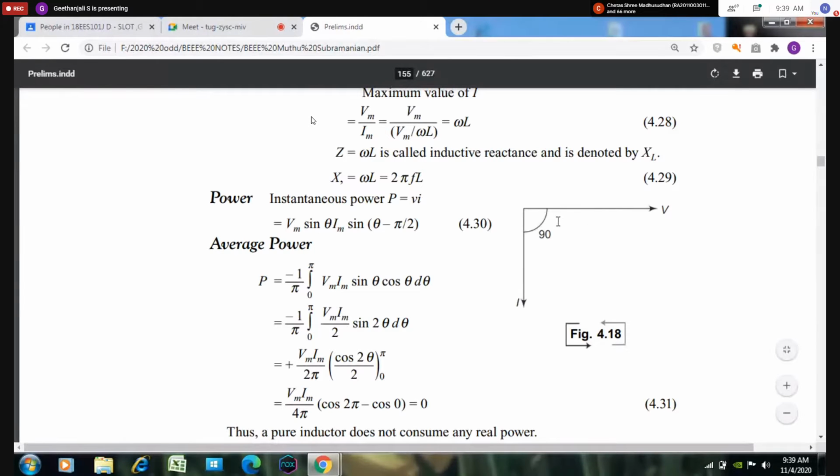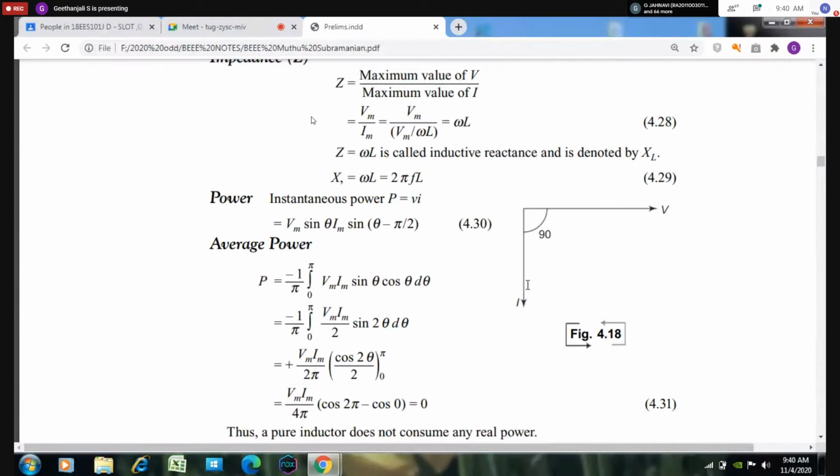Voltage is the reference; reference means it always lies on the x-axis. Then the current lags by 90 degrees. So this is the lagging: the voltage progresses first, and the current starts to progress 90 degrees after the voltage. Reference means it has to lie on the x-axis, so we have represented the voltage on the x-axis. Then this is the I, which is lagging by 90 degrees.